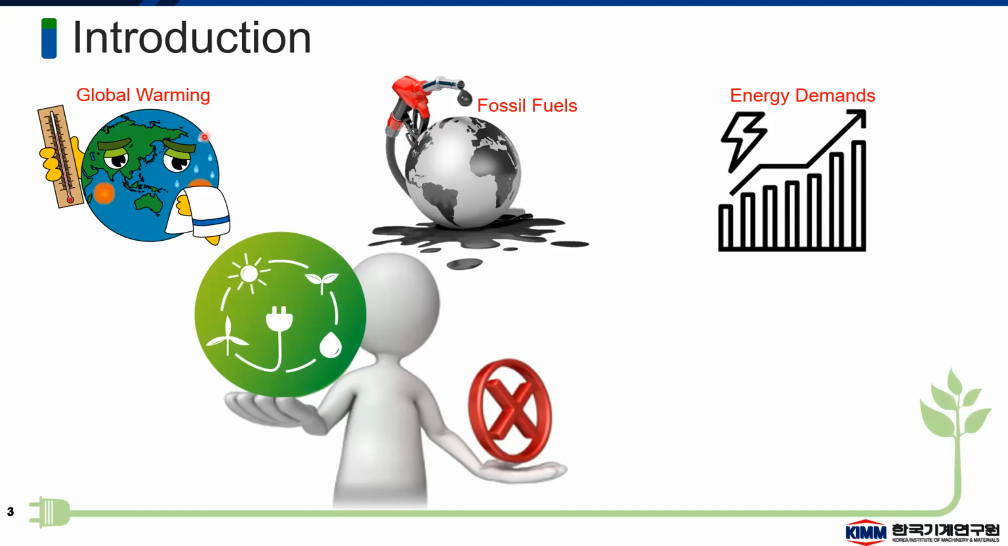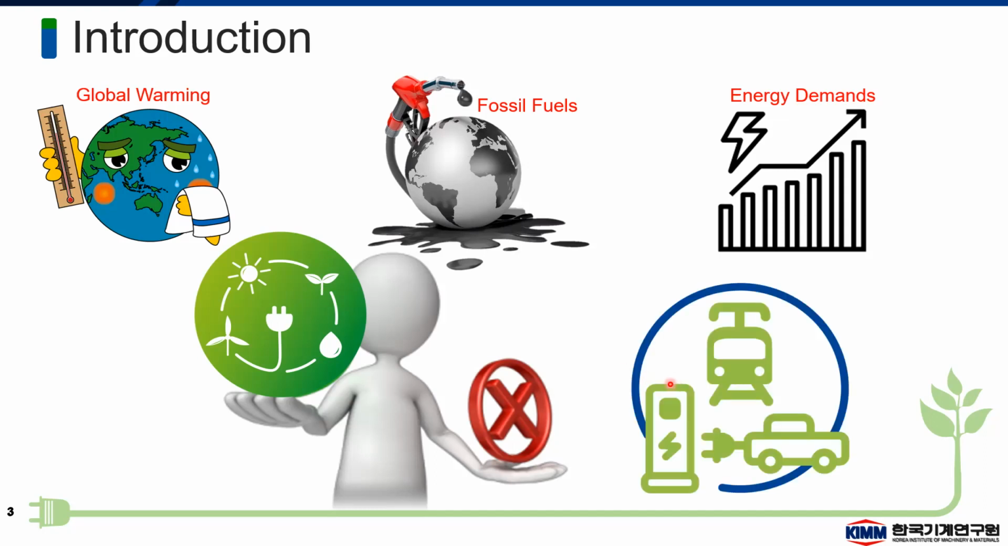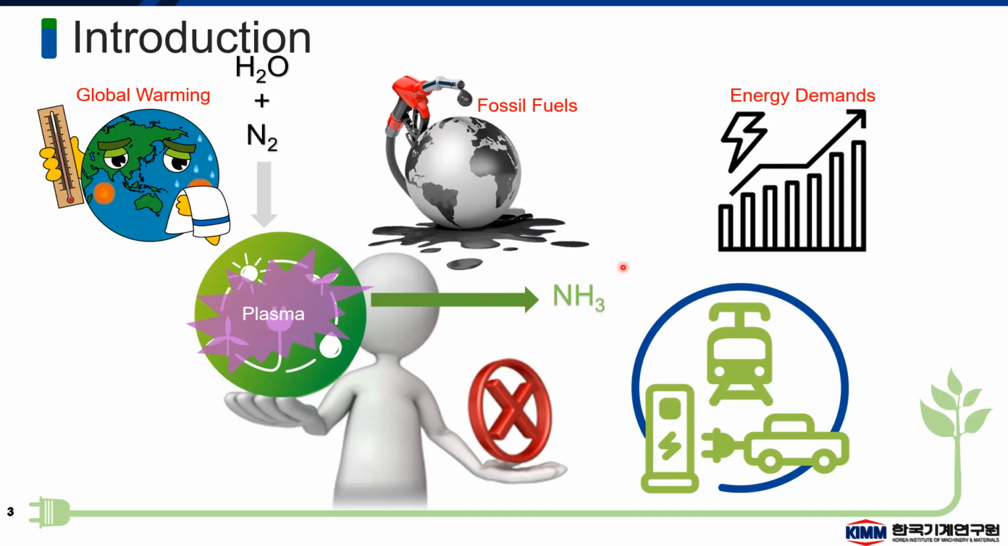To tackle these issues, there is the solution of renewable energy, but renewable energy has its own problems, like transportation and storage of renewable energy. If we utilize that renewable energy to make plasma, we can convert basic compounds into high energy compounds. In this way, we can store our extra renewable energy, and we can also transport it in the form of these compounds.